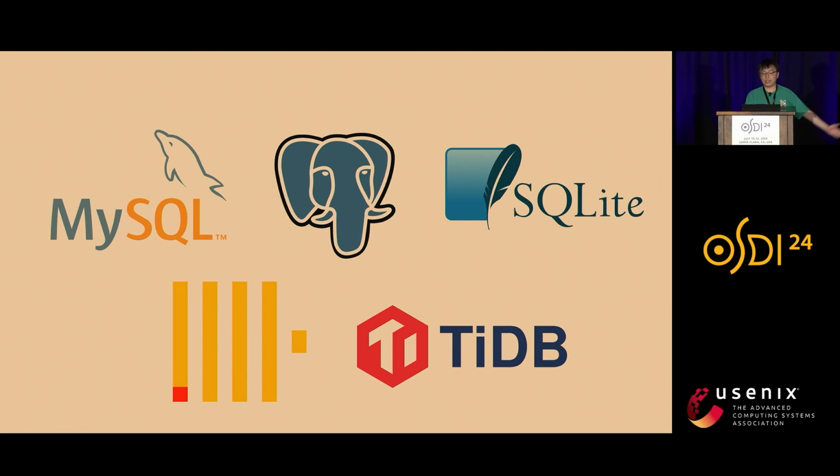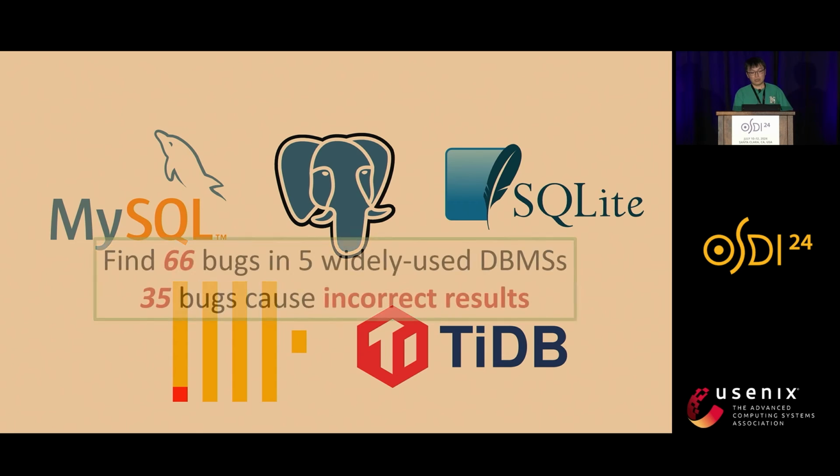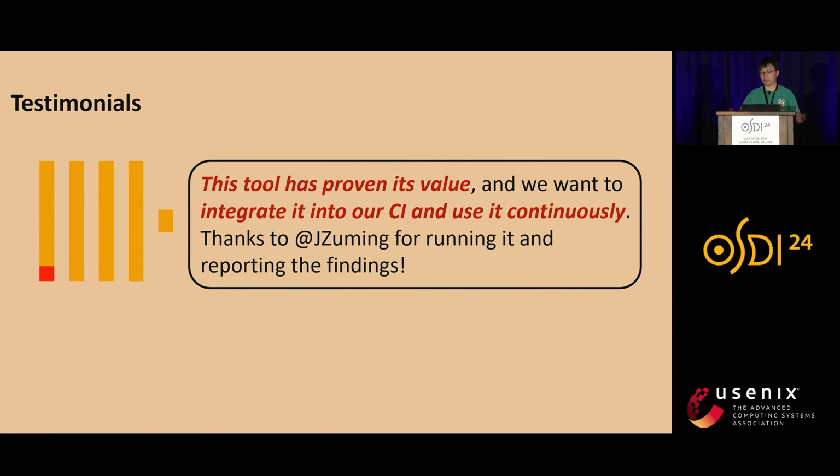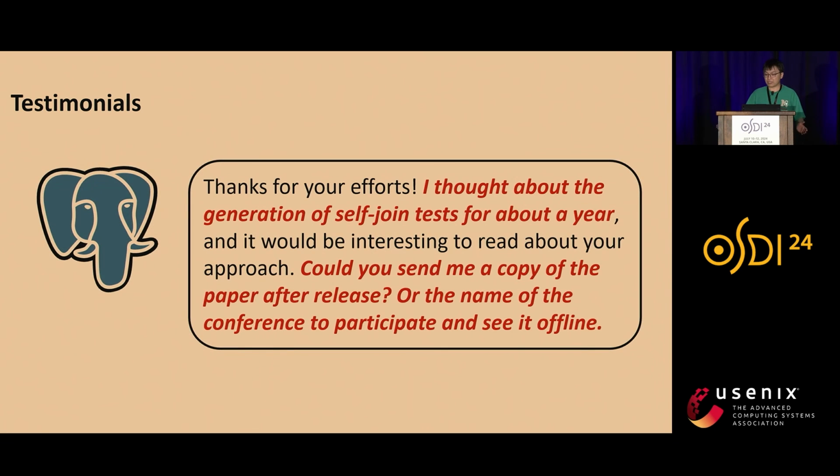So using this way, we test 5 very popular database systems: MySQL, Postgres, SQLite, ClickHouse, and TiDB. In total, we find 66 bugs, and 35 of them can cause incorrect results. And we get very positive feedback from the developers of these database systems. ClickHouse guys say this tool has proven its value and want to integrate our tool into their CI and use it continuously. Postgres guys say they have thought about the self-join test for 1 year and they're really interested in reading our paper.